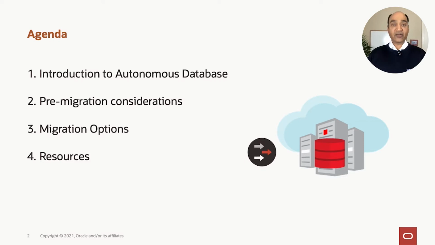Our agenda today is straightforward. I'll be giving you a quick introduction to the Autonomous Database. We'll be talking about pre-migration considerations, things you should keep in mind before you start the migration process or before you make migration option choices. We'll talk about the options that are available to you based on your source database version, source database platform, operating system, and also the type of target autonomous database you choose. And then finally, I'll leave you with some resources for furthering your learning.